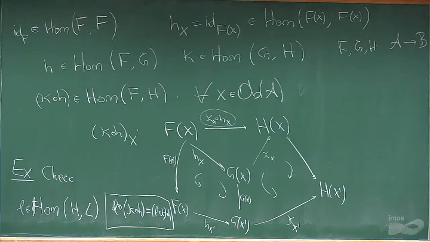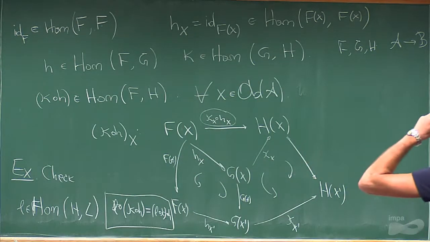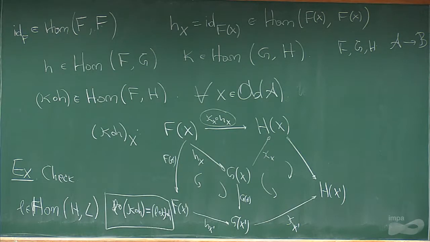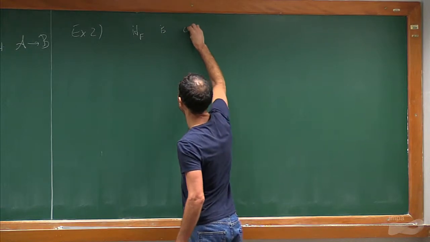Yeah, so we have one composition for each object X. Probably what we're calling direct is not the same thing, but yes, it follows from associativity of composition in the category B. And you also need to check, so the exercise 2 is check that you have identities. So the identity of F is an identity for the composition.